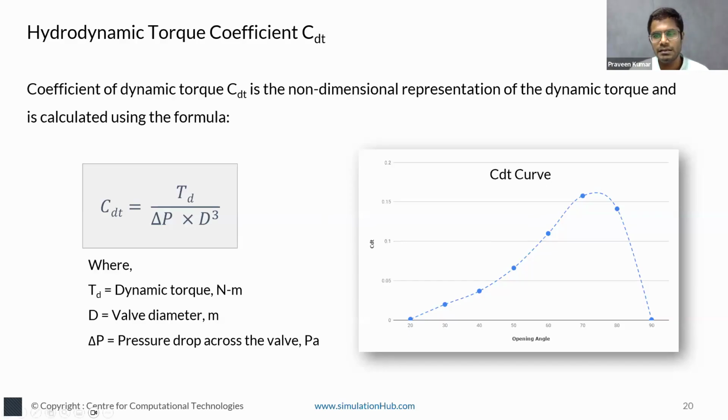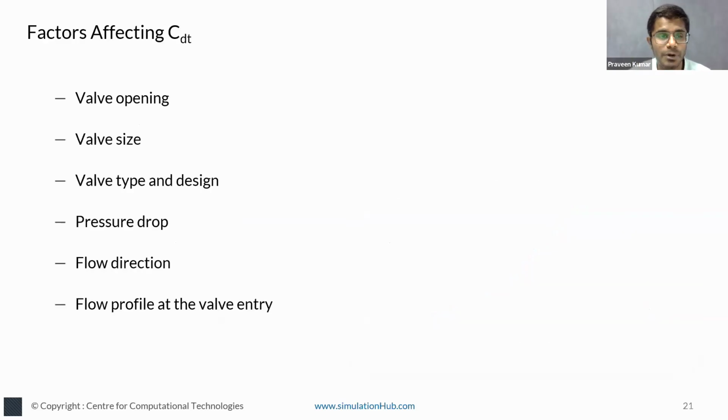So once this CDT is available, you can calculate the dynamic torque specifically required for any pressure drop or any flow conditions. Okay, that's the idea. It's a non-dimensional representation. The total dynamic torque varies according to the pressure drop across the valve, so that the CDT remains constant. CDT is a non-dimensional number. It is calculated for each and every angle of opening, and that remains constant for any flow conditions. And that can be used to calculate the actual dynamic torque for your operating condition.